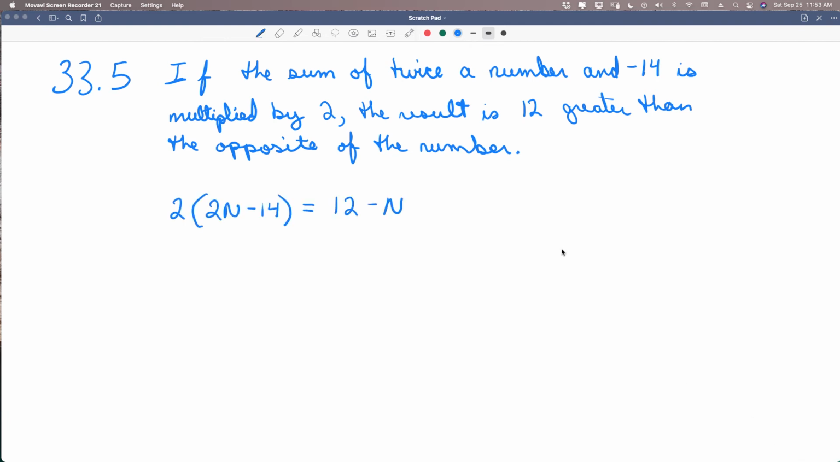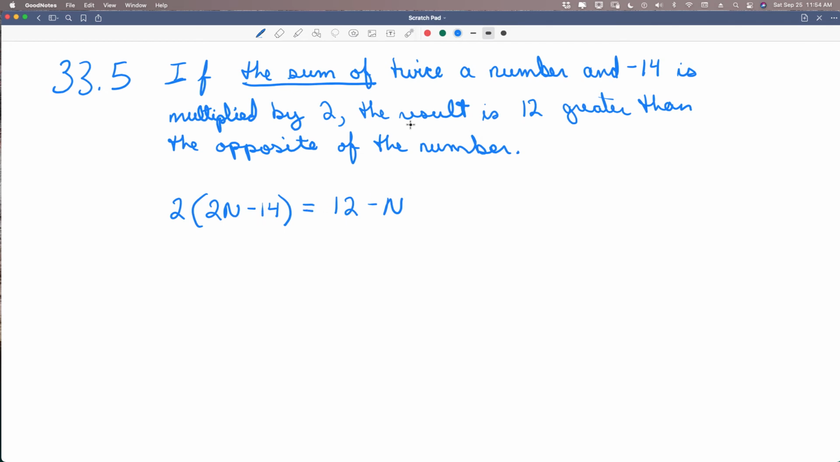All right, let's start with the problem itself. If the sum, so we know we could do some parentheses here. That usually is an indicator. If the sum of, right there, that means parentheses. Twice a number, that's 2n, and -14. So the sum of 2n and -14, in parentheses, is multiplied by 2. So we put our 2 in front, right? So it's 2 times the sum of twice a number and -14.